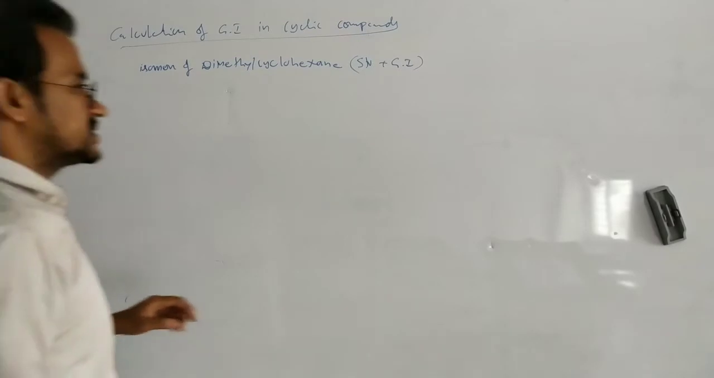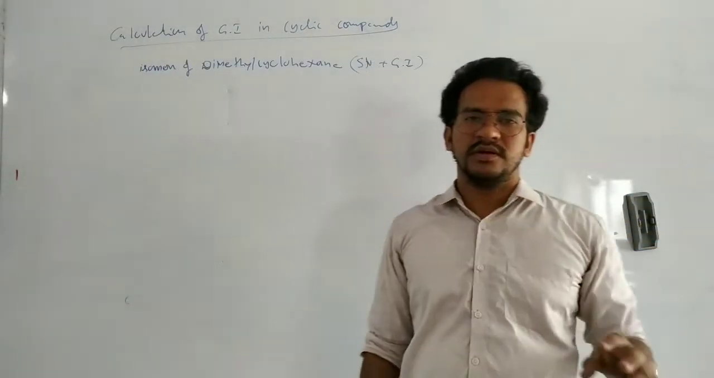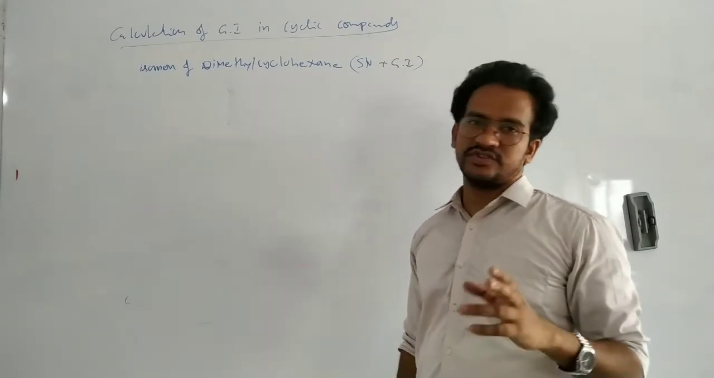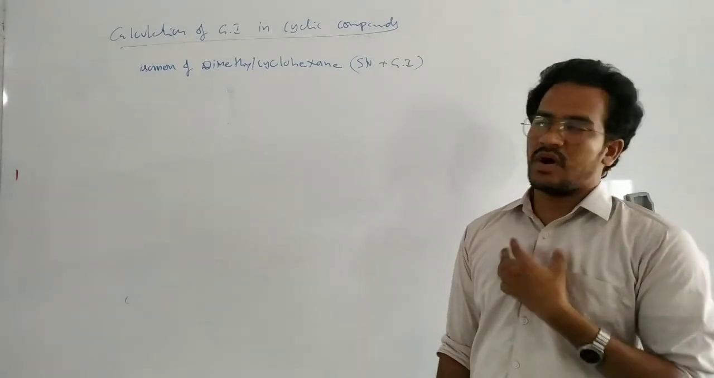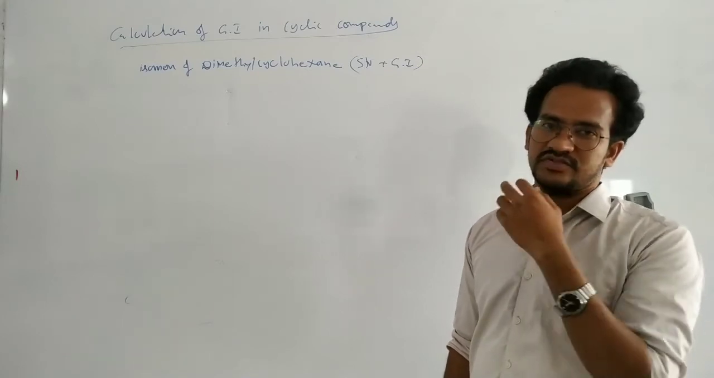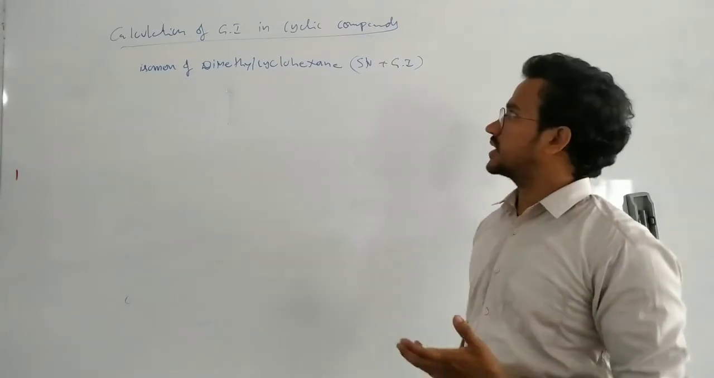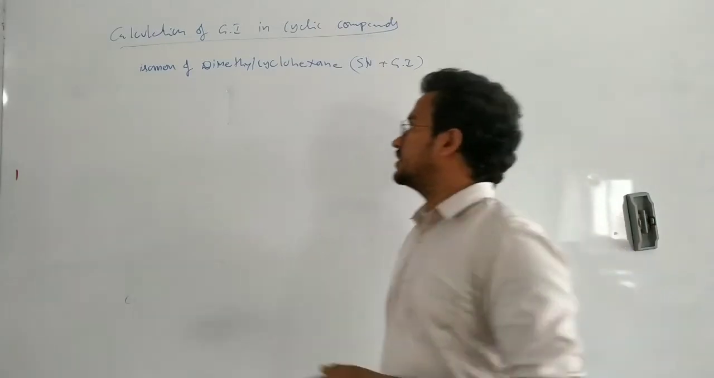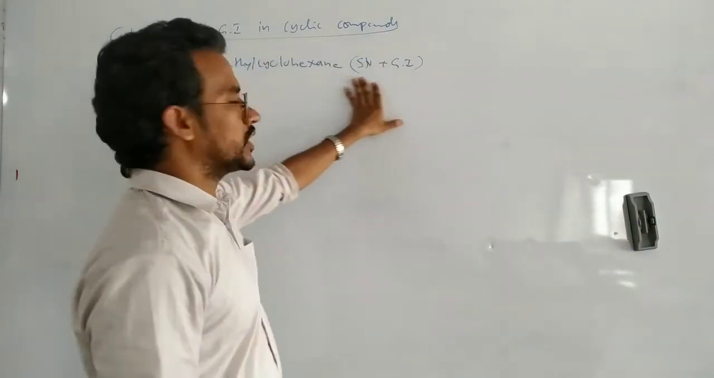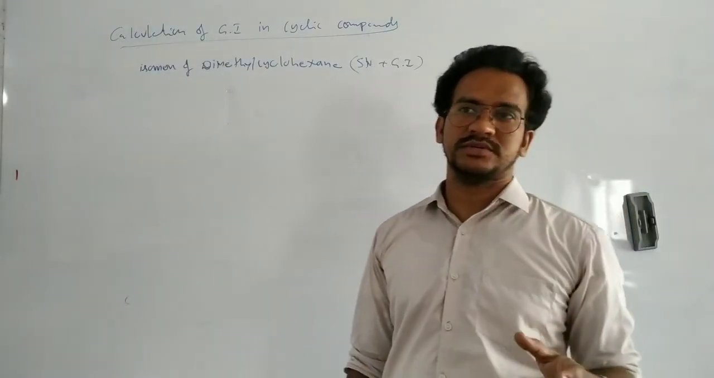Okay, next you can see here. Let us discuss calculation of the geometric isomers in cycloalkanes. We have just completed calculation of the geometric isomers in acyclic alkenes. Here, geometric isomers in cycloalkanes. Isomers of dimethyl cyclohexane, including structural and geometric isomers.